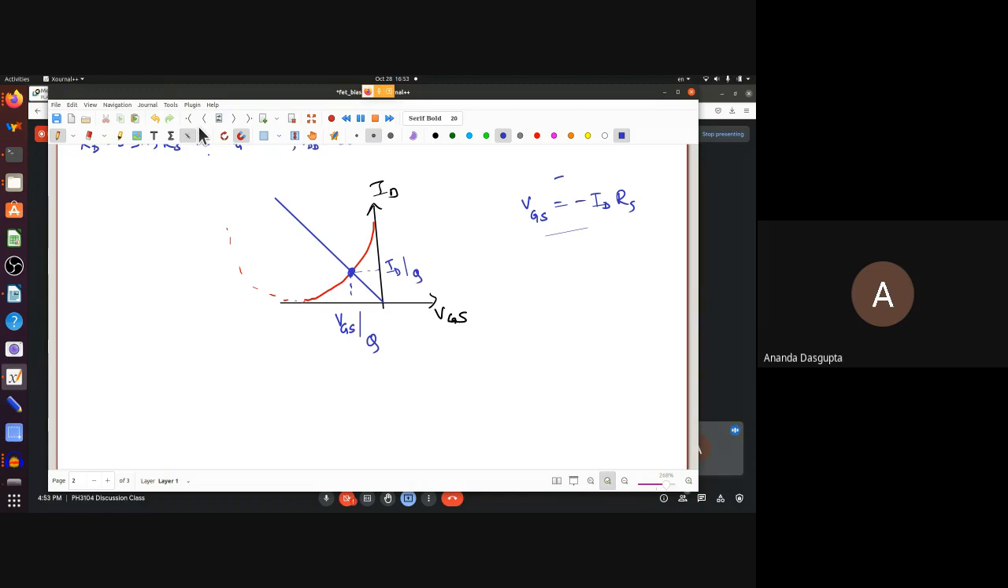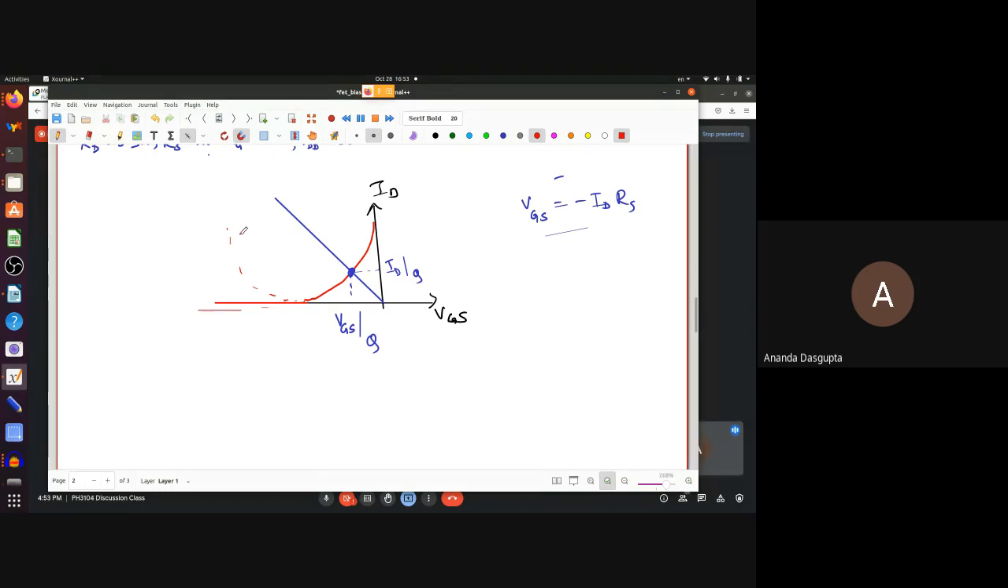But that would give you a VGS which is less than minus VP, and you don't want that, right? Because your equation, ID equal to IDSS into 1 minus VGS by VP whole square, is valid only up to minus VP. Beyond that, ID is 0. Beyond that, the ID just flattens out. This channel, once you have pinched it, if you increase VGS even further, it's going to stay pinched. No current will flow.